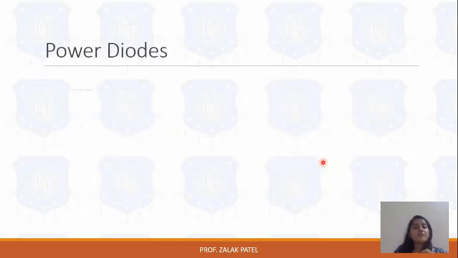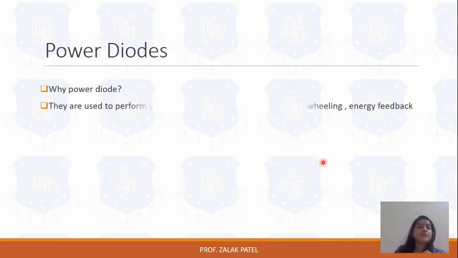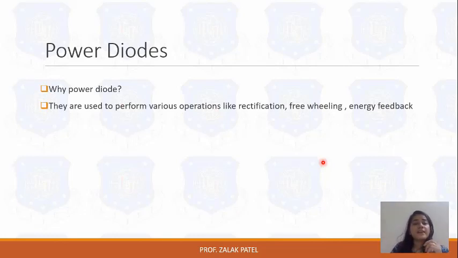Now let's see about the power diode. First of all, why do we use a power diode over the normal diode? A normal diode will have only a PN junction, and the power diode can provide rectification, freewheeling, as well as the energy feedback function.